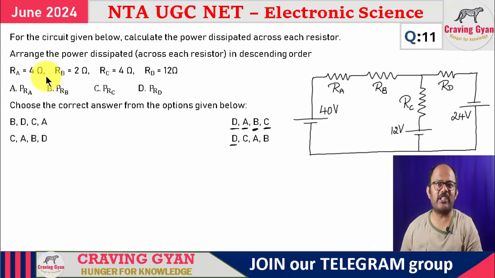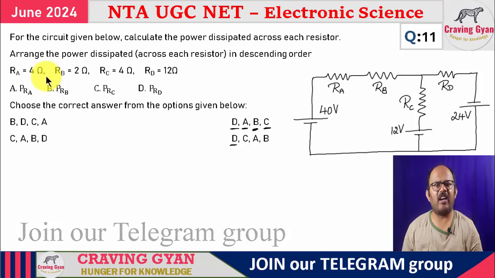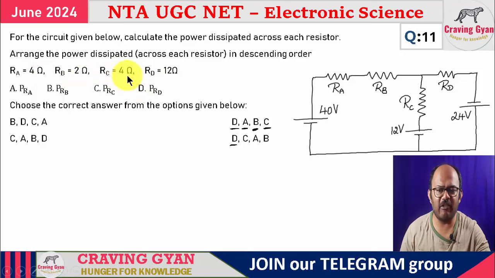Let us move on to the 11th question. In this, what they're asking is to find the power being dissipated across the resistors in descending order, that is, from high to low. What is the equation for finding the power across a resistor? It is V times I, V squared divided by R, or I squared times R. This is the power dissipated across the resistor, and this is how you calculate. They have mentioned RA equals 4 ohms, R2 equals 2 ohms, R3, nothing but RC, equals 4 ohms, and RD equals 12 ohms.